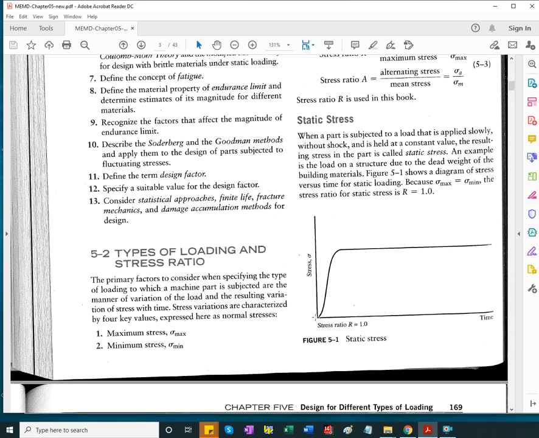Static loading means that it's loaded one time and it's left as is, being the case of structures, of buildings, where the fluctuation in loading is minimum. Think of the occupants of a building, their mass is very small compared to the weight of the building itself.